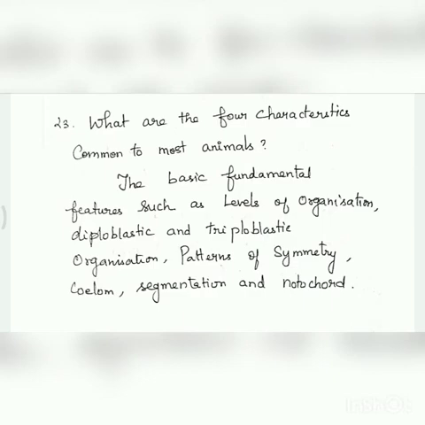Next question, 23rd. What are the four characteristics common to most animals? In the morning itself we discussed. So what are the four characteristics common to most animals? The basic fundamental features such as level of organization, whether it is diploblastic or triploblastic, pattern of symmetry, coelom, segmentation and notochord, and these are the important characteristics of most of the animals. Question number 24.